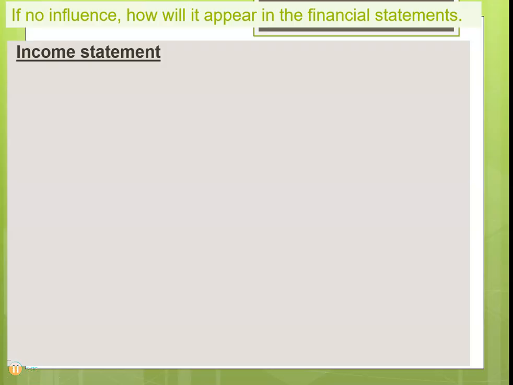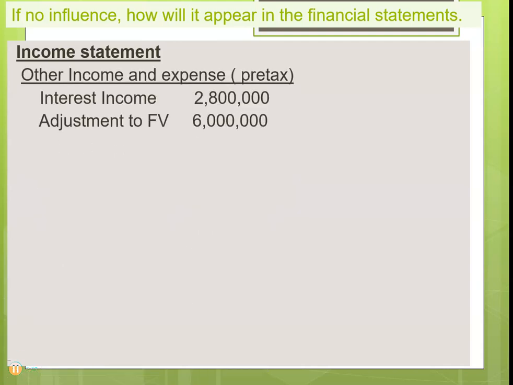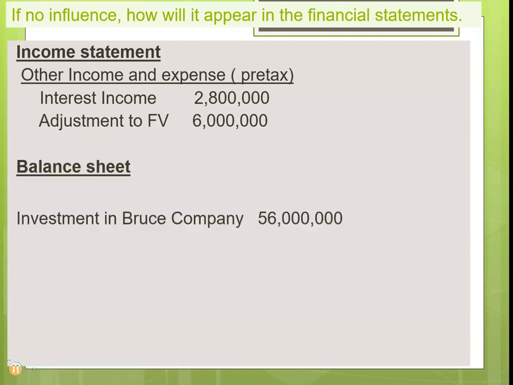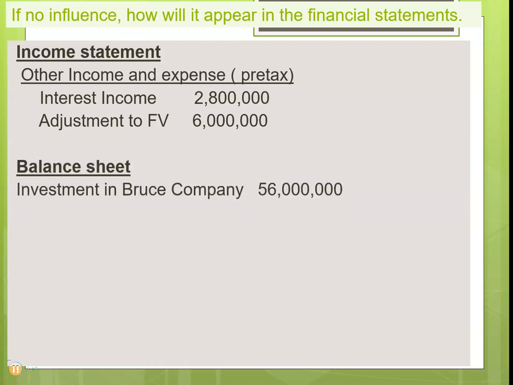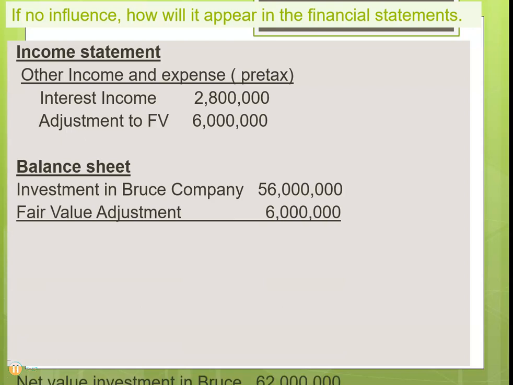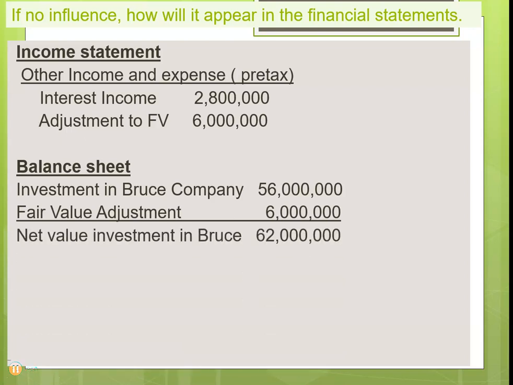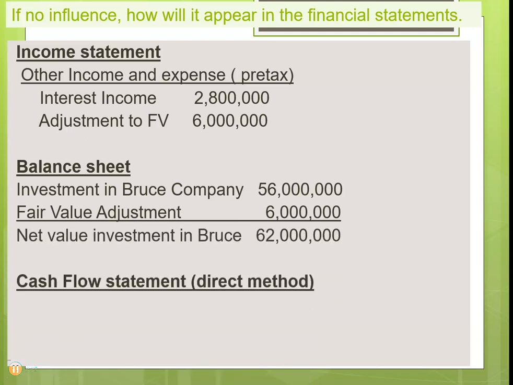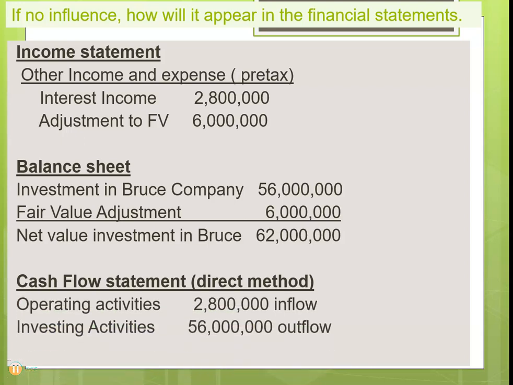Now, what does that look like on the financials? On the income statement, we'd see interest income and the adjustment to fair value. On the balance sheet, we'd see investment in Bruce at 56, plus the adjustment, which gets us up to 62. And on the cash flow statement, it would only appear as part of operating activities. It would be the interest income, and we'd have an outflow for the investment of 56.